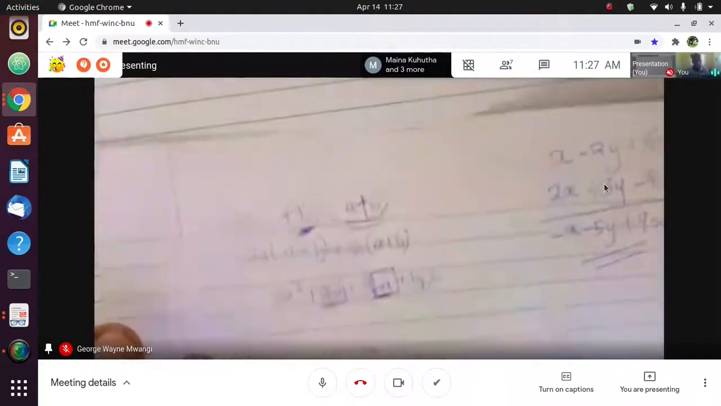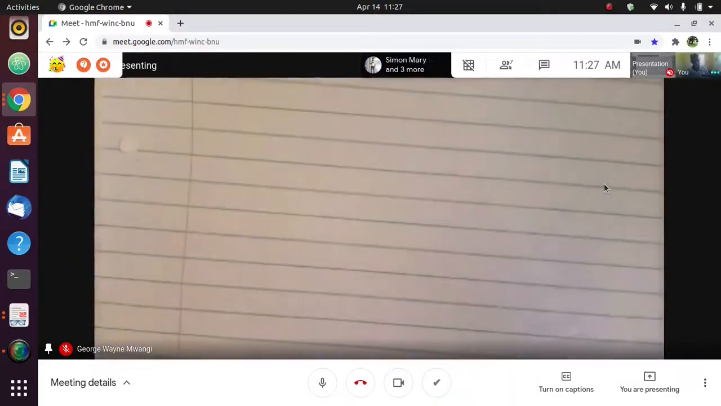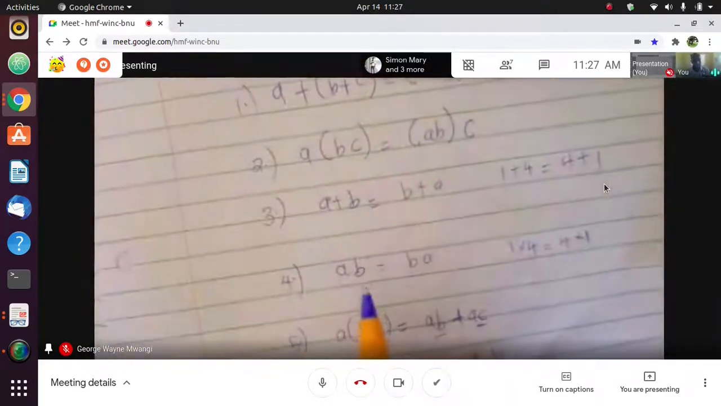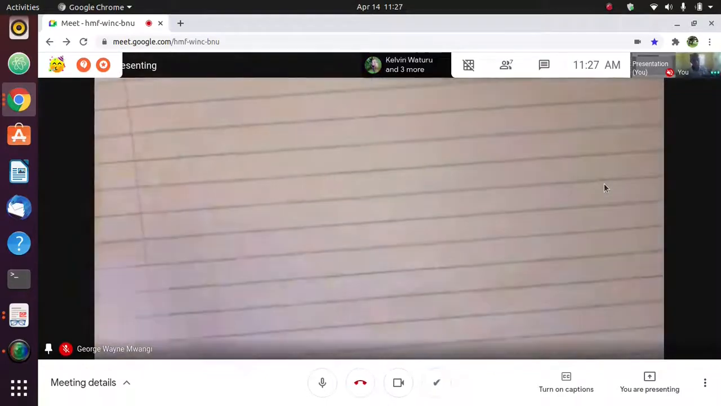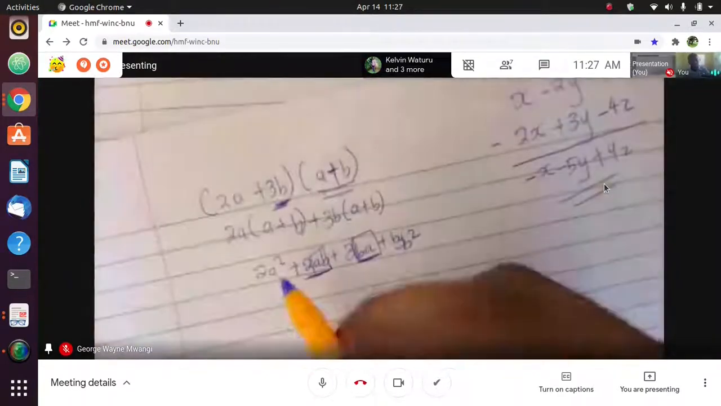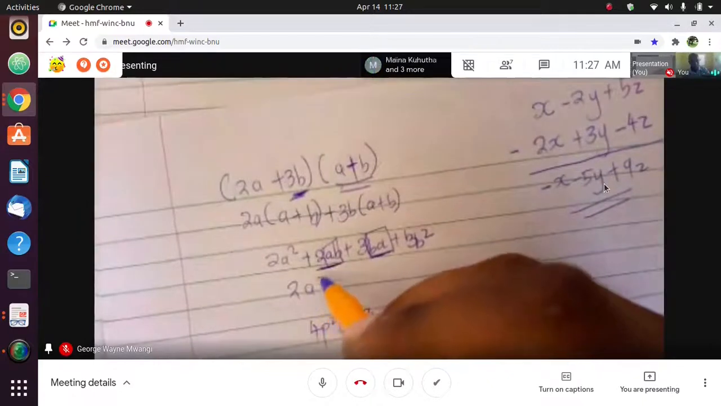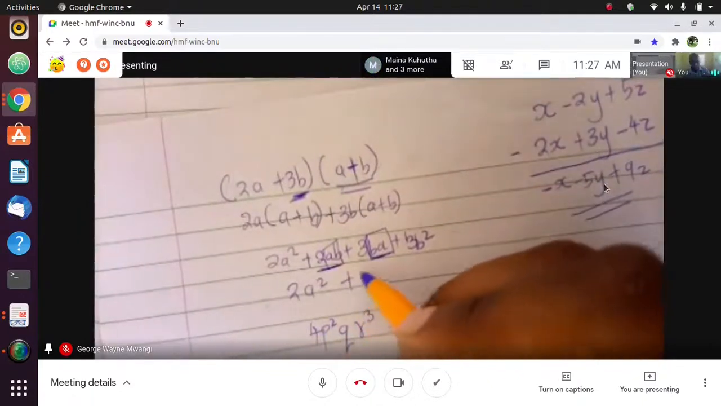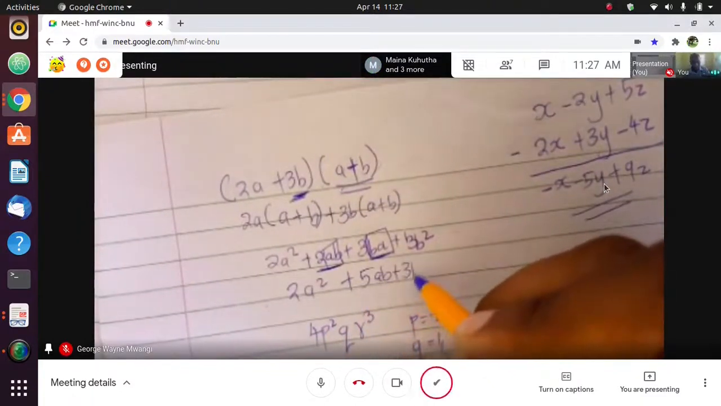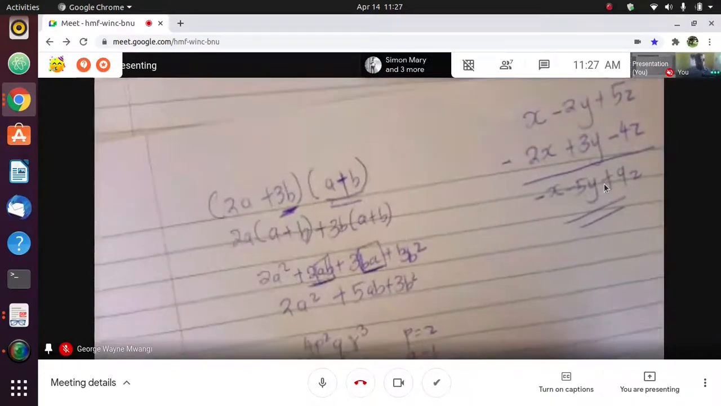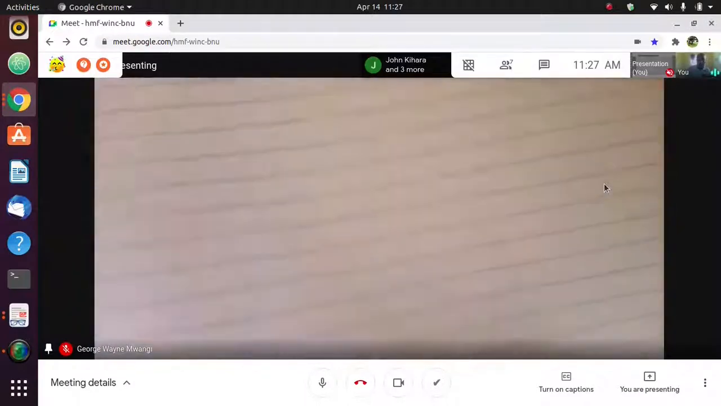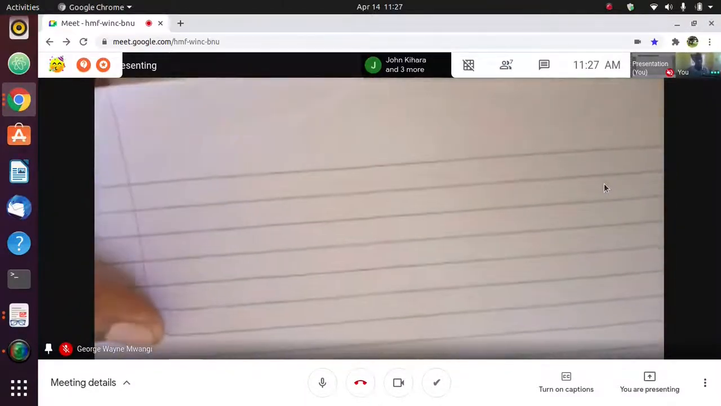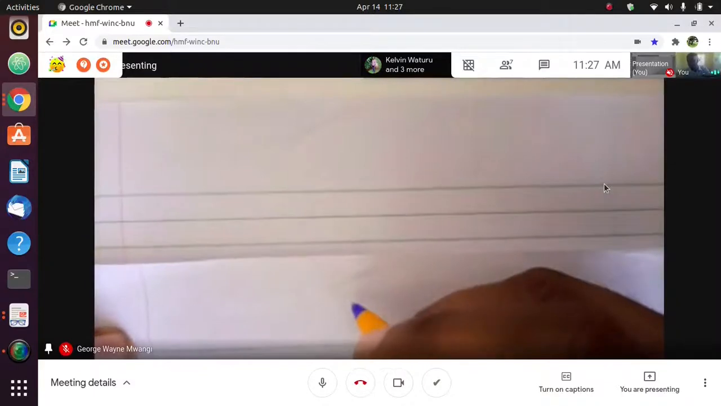The rule that we had talked about earlier: when you're given a value, A times B is the same as saying B times A. So it is the same. So what we'll have now as the final answer is 2a squared plus 5ab plus 3b squared. Okay. Are you together? Yeah. Let's try this one.